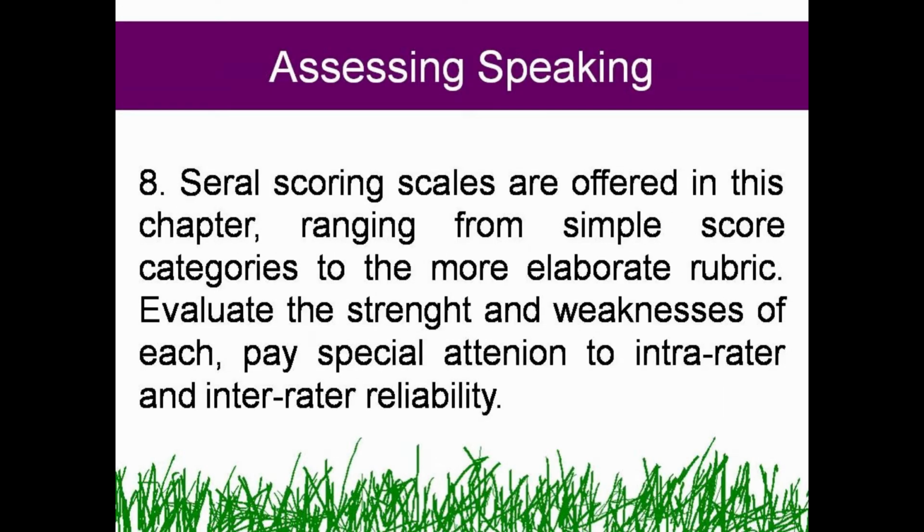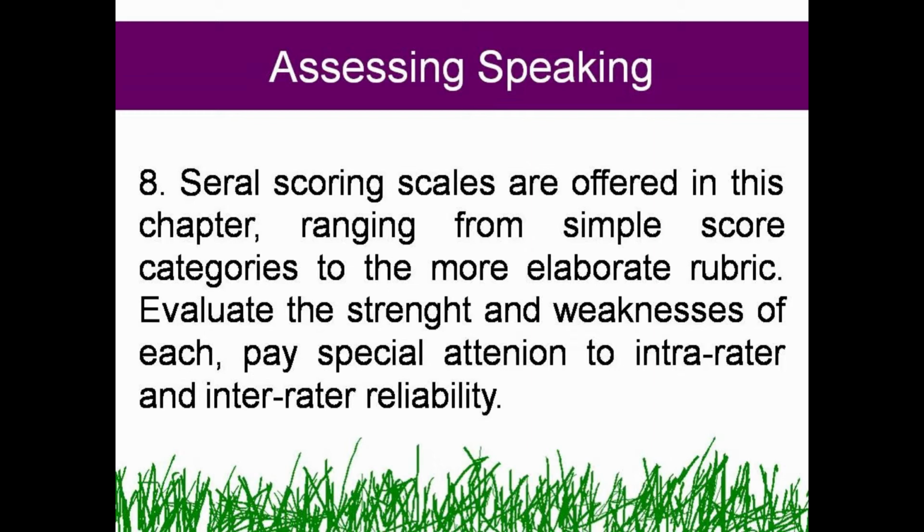Okay, my name is Ari Pratama Anshori, and I'm going to explain exercise number 8. Several scoring scales are offered in this chapter, ranging from simple 1-0 or 0 score categories to the most elaborate rubric used for the OPI. In groups, each assigned a score scale, evaluate any strengths and weaknesses of each. Pay special attention to intra-rater and inter-rater reliability. Scoring specifications must be clear in order to avoid reliability breakdowns.